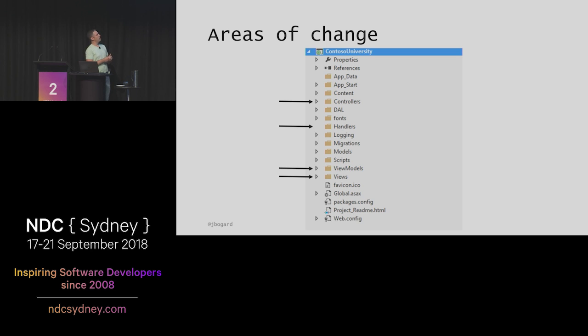So we found ourselves jumping around a whole lot, and it made it really difficult to understand, when I made a change, all the different things that I need to touch, because everything was spread out according to the kind of thing it was, as opposed to bringing everything together when it needed to change together.